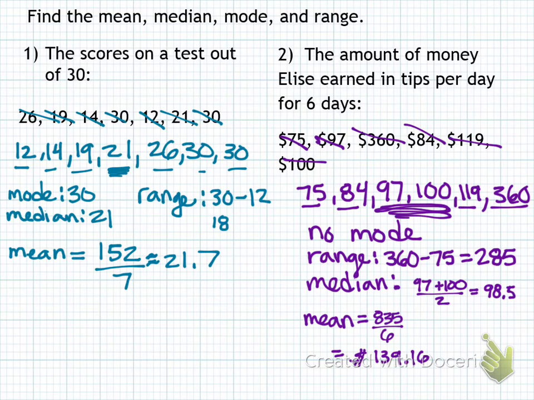But the mean is 139.16. And if you look at the first 5 entries, 139.16 is actually larger than all of those. So this may not be the best representation for her for this particular data.